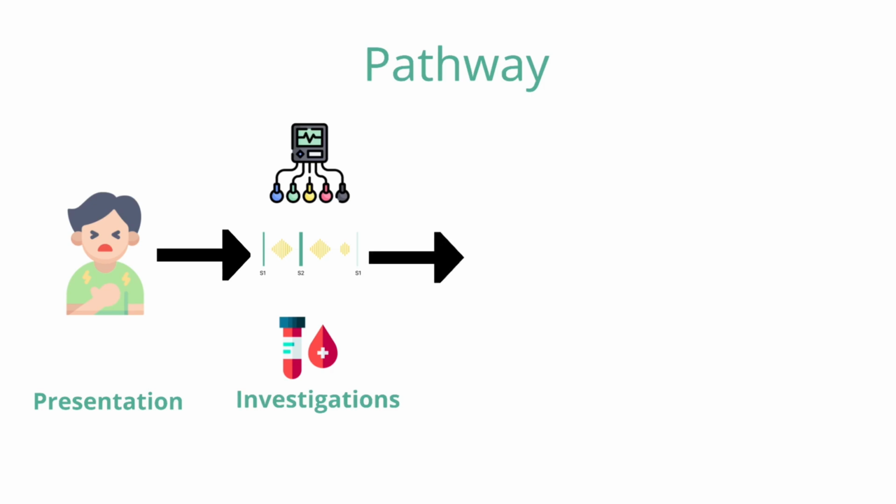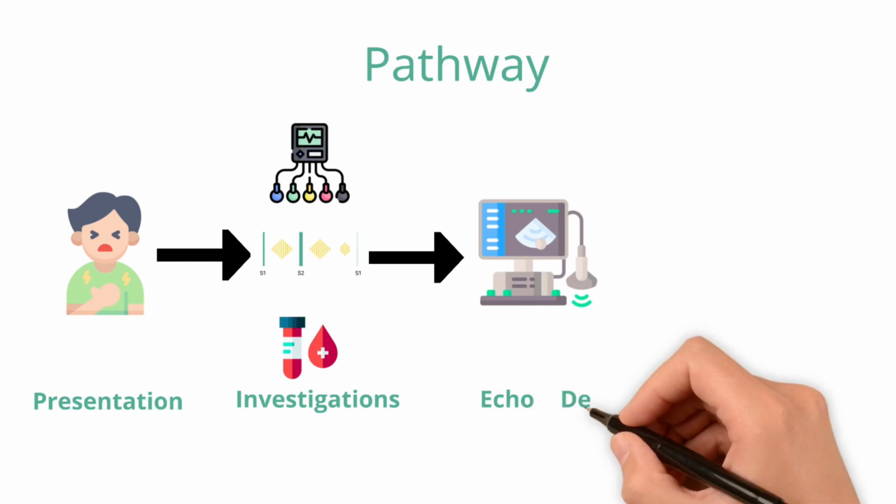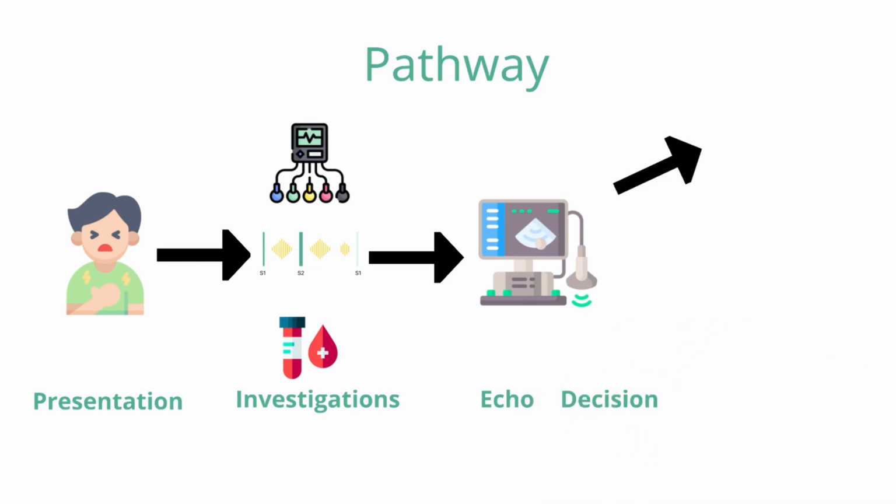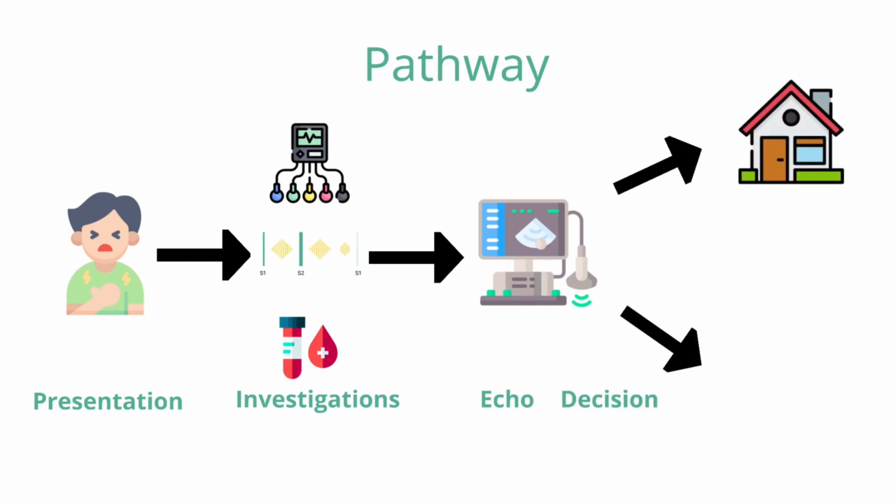Next, a decision needs to be made about whether to admit the patient to hospital. Ideally, all cases should be triaged with an echocardiogram on presentation to help make this decision. Low-risk cases are generally discharged and managed as an outpatient, depending on local policies. High-risk cases usually require admission to hospital for observation and investigation.